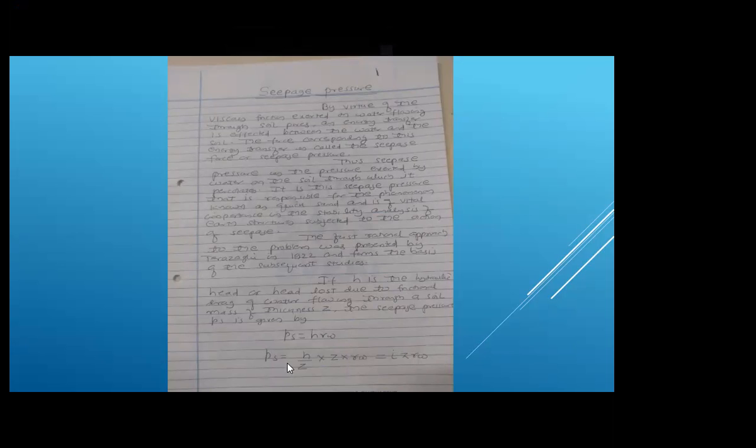After explaining this, I told you seepage pressure is given by H into gamma W, because H is the head and gamma W is the unit weight of water. So I will divide this by Z and multiply by Z. H by Z is i, the hydraulic gradient, you know it very well. Z is the height, gamma W. So this is the formula for seepage pressure: PS is equal to i into Z into gamma W.